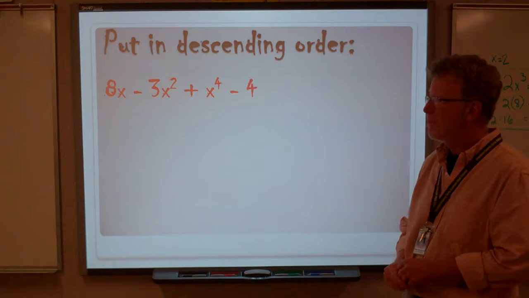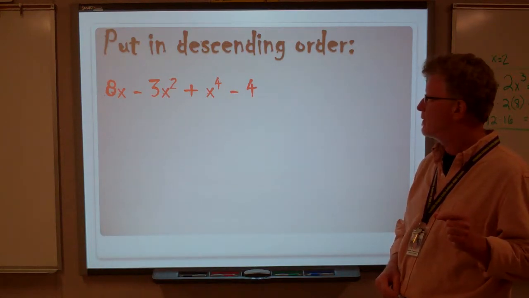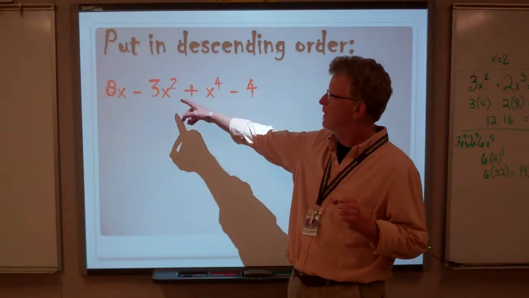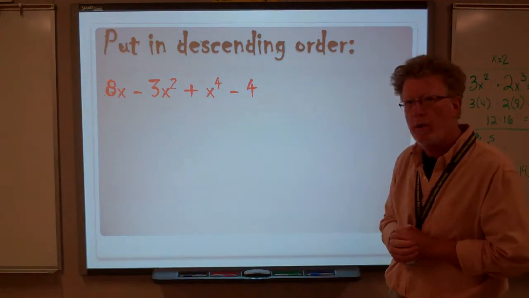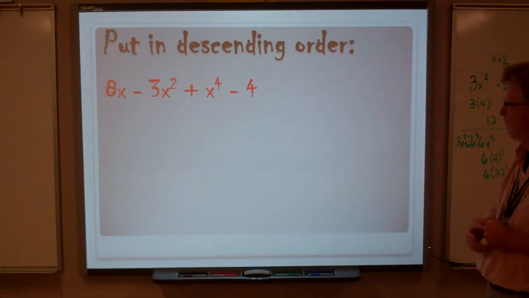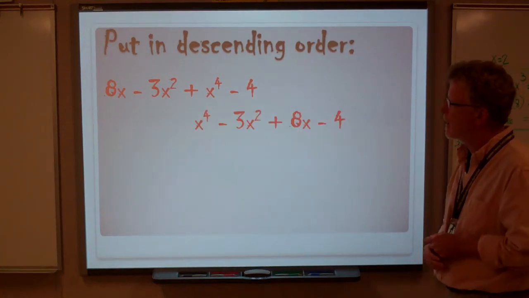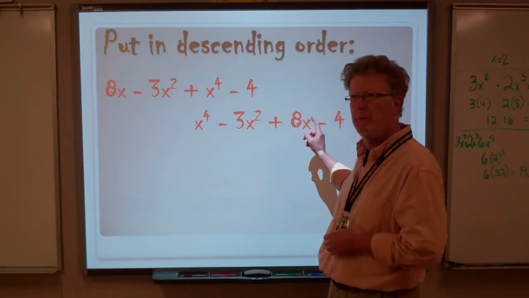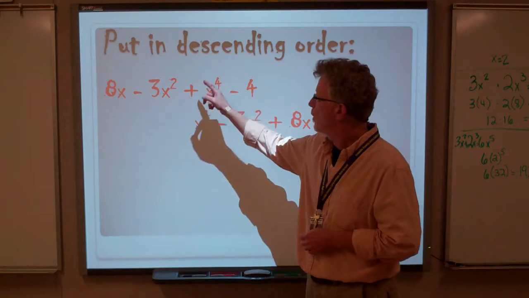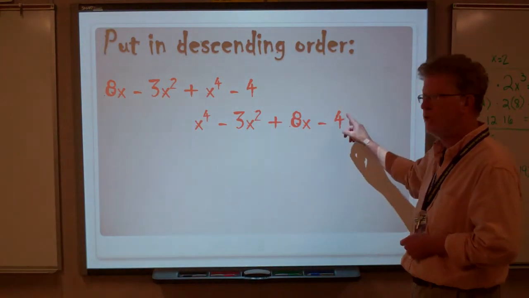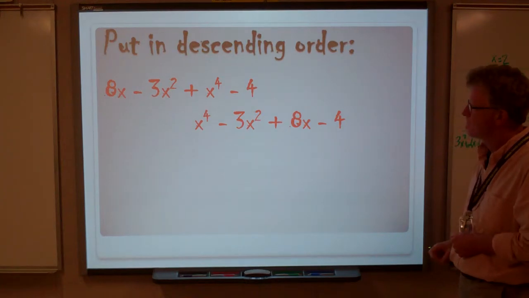Now, remember, we're using the degrees to do this. So I want you to now take a moment to put this in descending order. What you should have gotten is x^4 minus 3x^2 plus 8x minus 4. 4, 2, 1. 4, 2, 1. And then, of course, the 0.